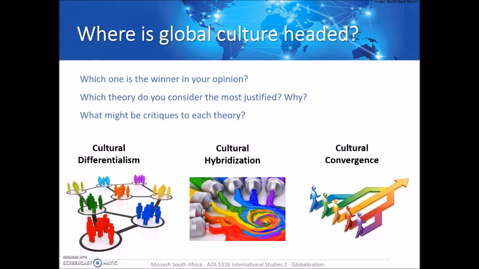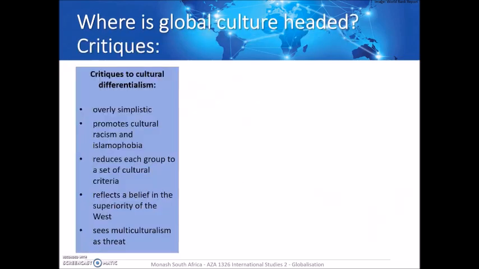So looking at critiques, the critique of Huntington and cultural differentialism is that it's very simplistic, right? It was also criticized a lot because it promotes cultural racism and Islamophobia. Huntington himself has made very controversial statements, especially against Islam, calling it an inherently violent culture. So he has been criticized very strongly for that.